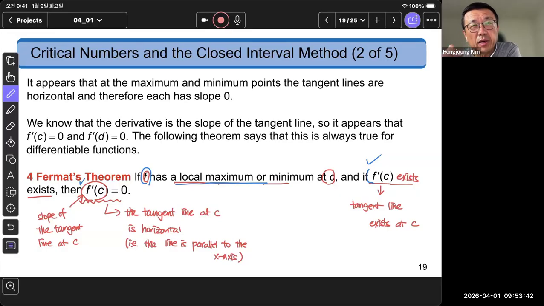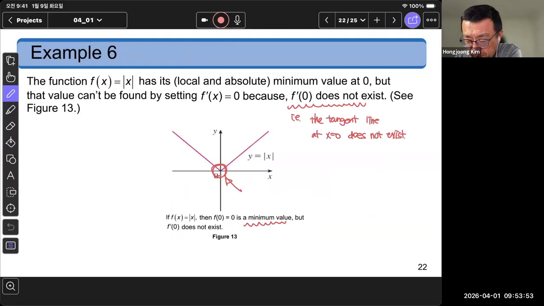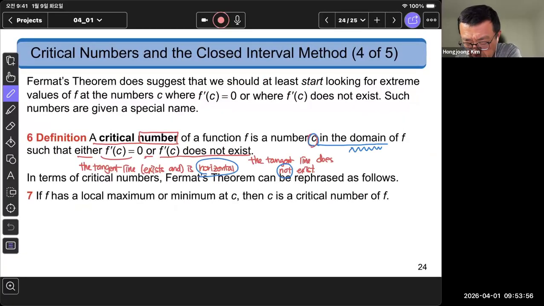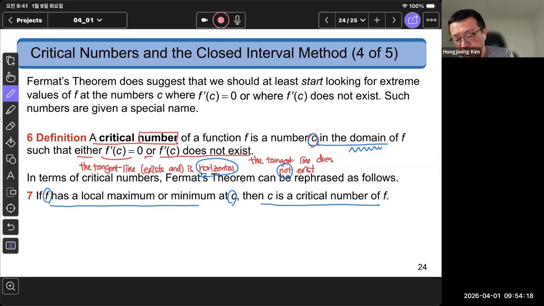In other words, if f has a local maximum or minimum at some c, then this c must be a critical number. Either f prime of c does not exist, or if it exists, the value must be 0. So that is the definition of the critical number.